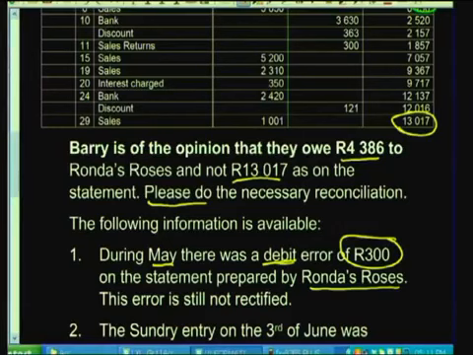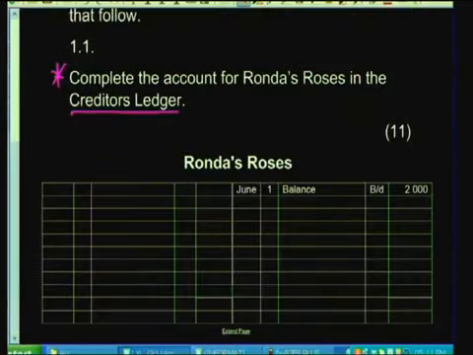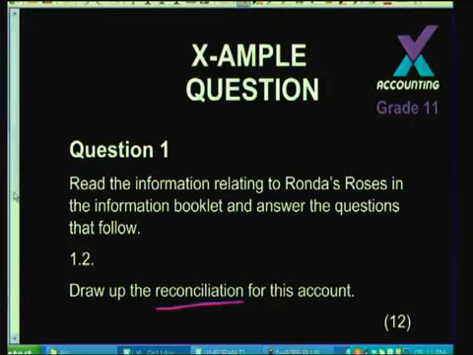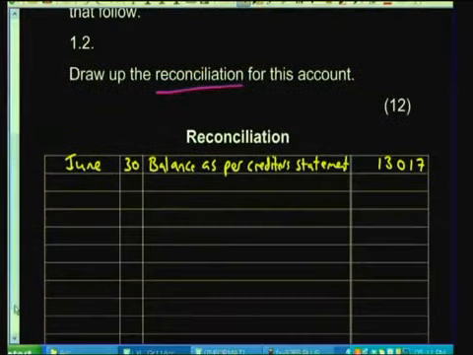Our first debit error said that there was a debit error of 300 Rand on the statement prepared by Ronda's Roses, and this error is still not rectified. So they think we owe them 300 Rand more than what we actually owe them, so we know that this has to go on the creditors reconciliation statement as an error that they have made.